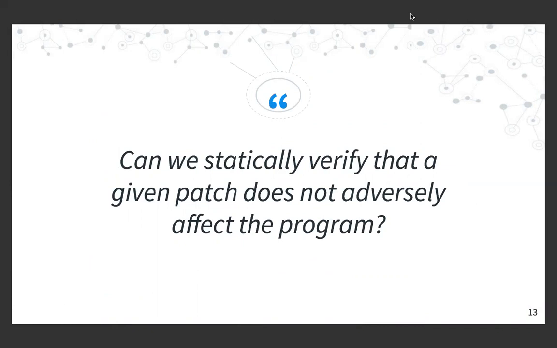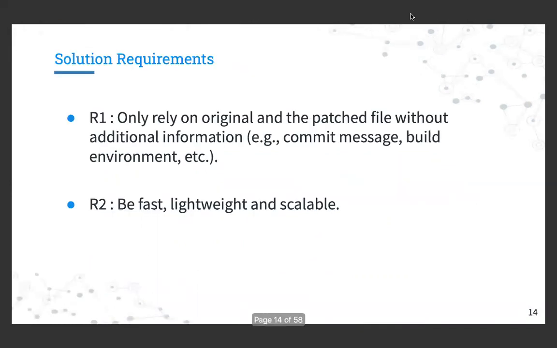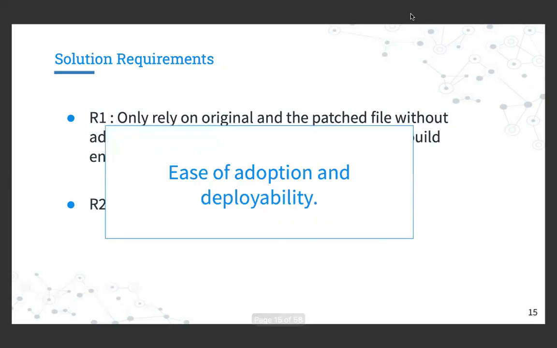We also want our technique to satisfy two requirements. The first requirement is that it should only rely on the original file and the patched file, without any additional information such as commit messages or build information or any other information from the source repository. Furthermore, we want our technique to be fast, lightweight, and scalable. The reasons for these requirements are ease of adoption and deployability.